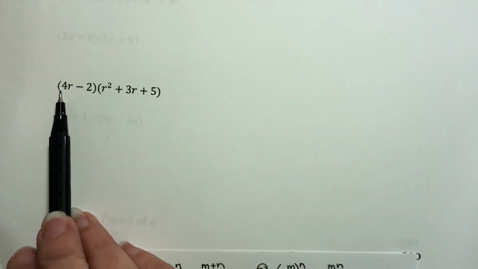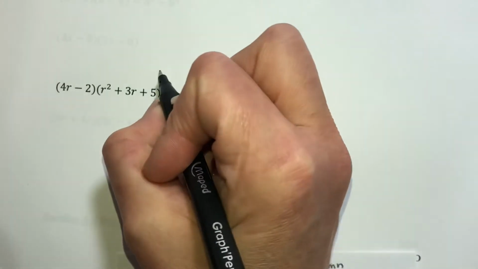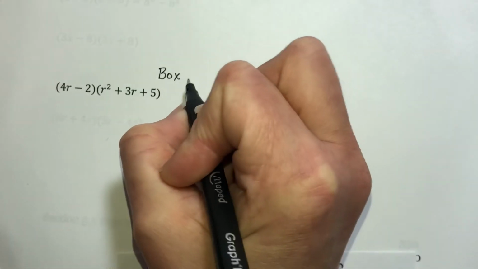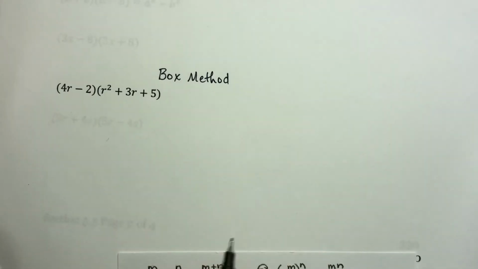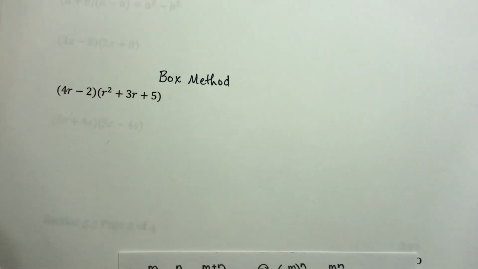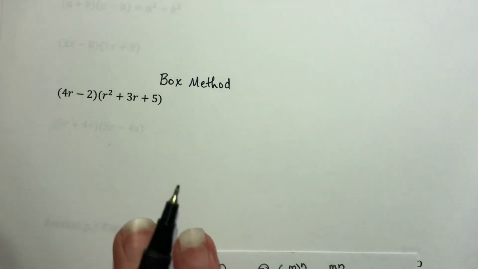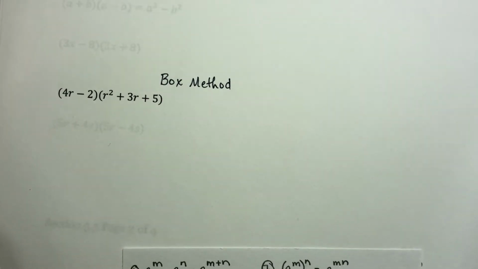Okay. So now let's look at this problem. We have a binomial times a trinomial. You may have learned what they call the box method. Okay, that works. If that's what you want to do, by all means, continue doing it. You may call this FOIL. FOIL is a little bit different, but it's still the same idea. But really, you don't need to think about these as separate problems. All these problems are distribution problems.